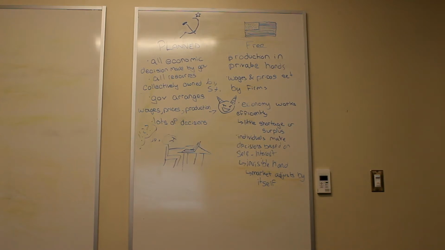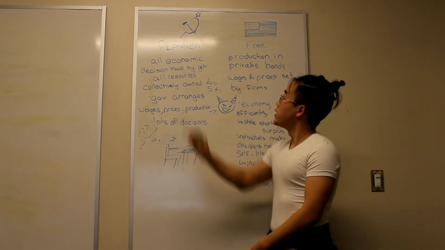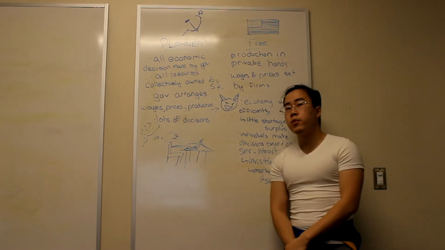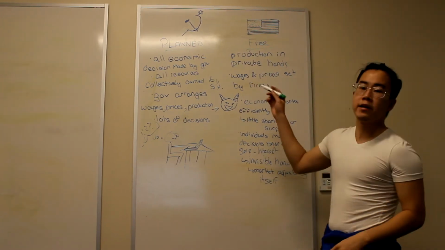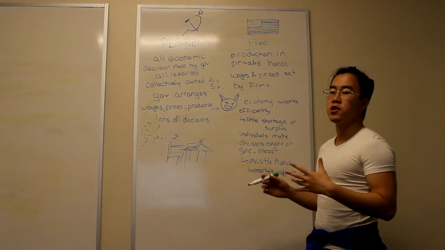Today we're going to be talking about planned and free economies. So all economies fall into two categories, planned and free. I'll be talking about planned for the first part. Essentially in planned, the government owns everything and all the decisions are made by the government.